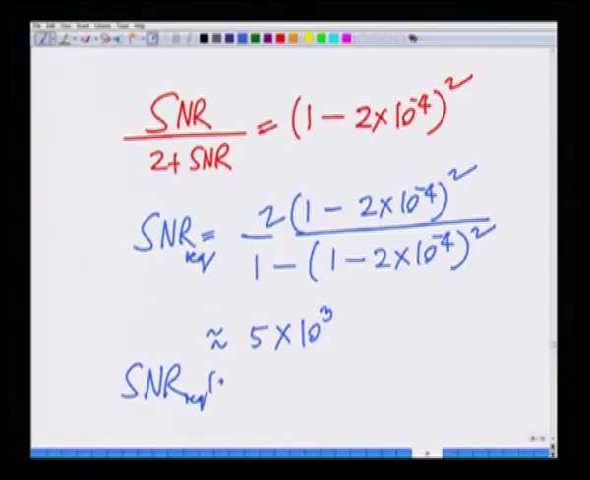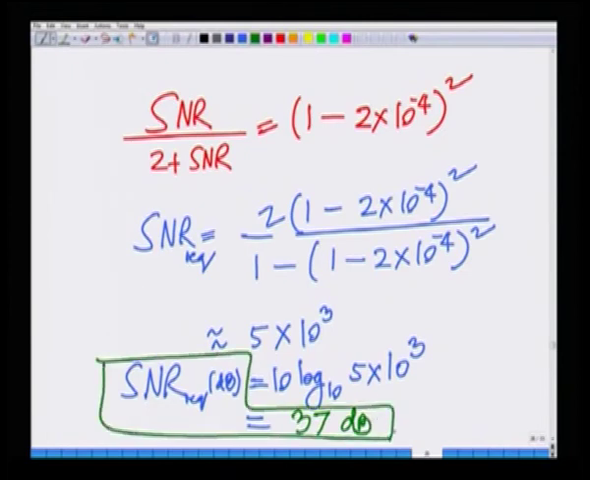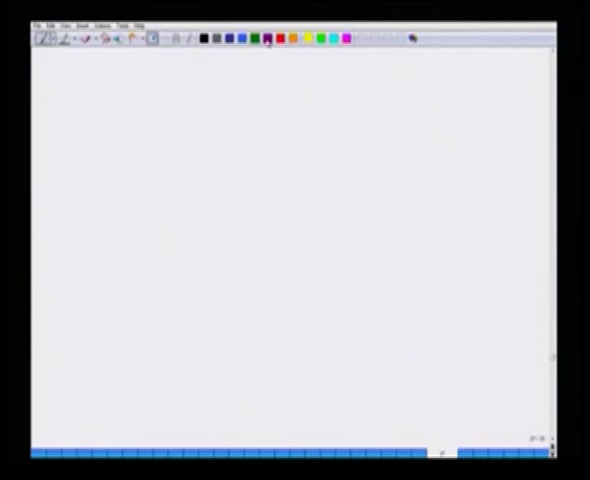Hence, SNR required in dB is 10 log 10 of 5 into 10 power 3. This is nothing but 37 dB. Hence, the SNR required in dB is 37 dB. Now, we put all these things together in the link budget. Hence, we can formulate the link budget as follows.